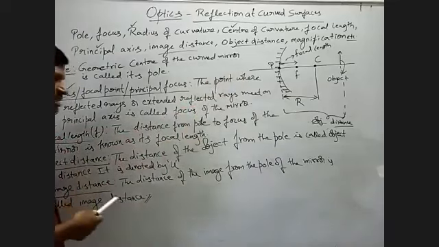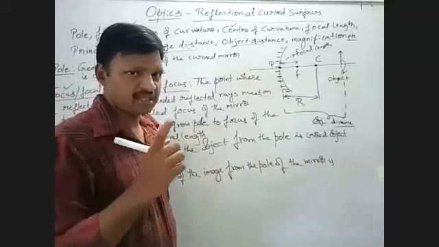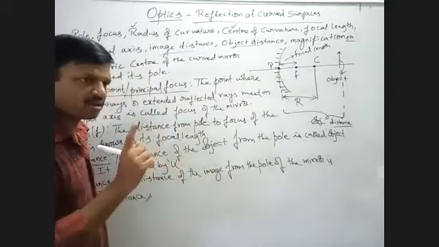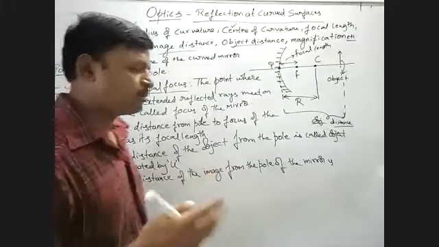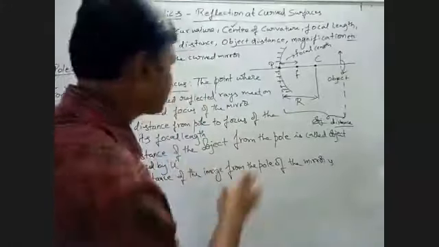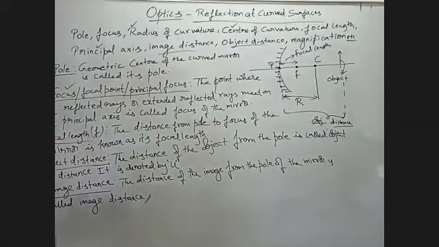Then object distance is the distance of the object from the pole of the mirror. Then image distance is the distance of the image from the pole of the mirror. So then we have magnification.